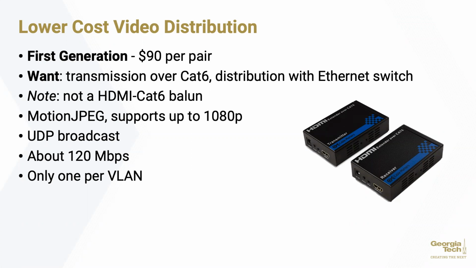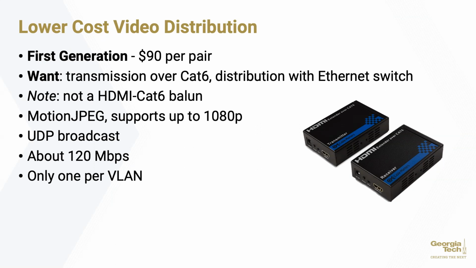And what we started with was just going point to point. So these are really designed where you have a transmitter on one end, a long cable, and a receiver on the other end, and then you have HDMI in one side, HDMI out the other side. I want to be very particular, though, that we did not want just a Cat6 Balun. We wanted something that was going to actually talk Ethernet frames, so we could use an Ethernet switch.